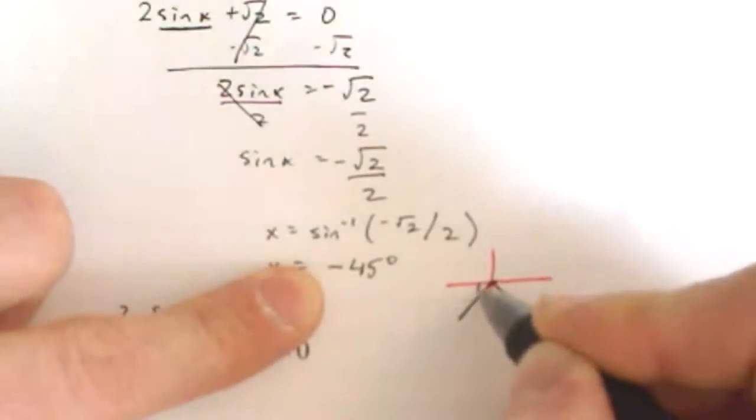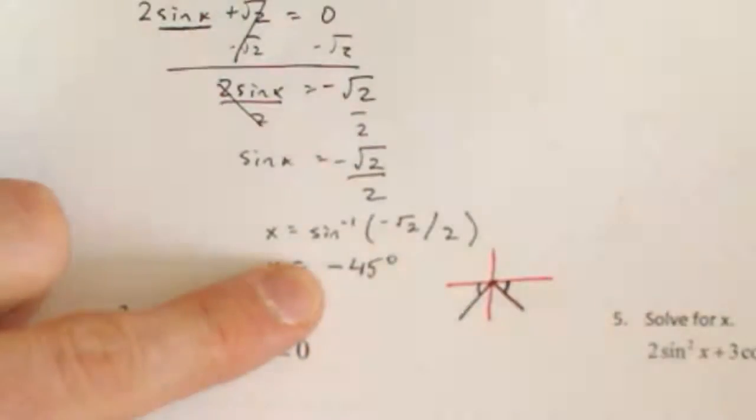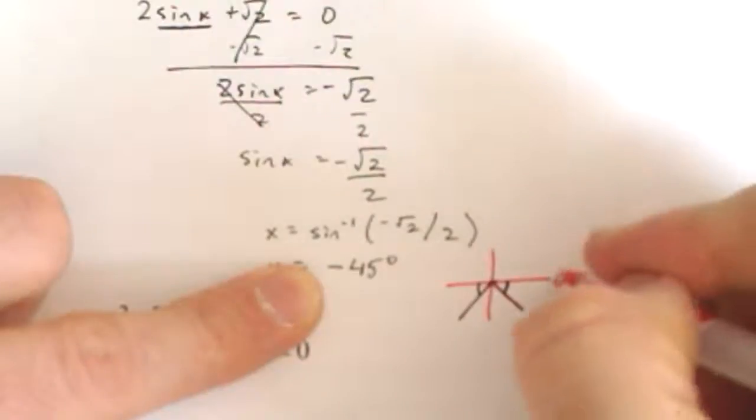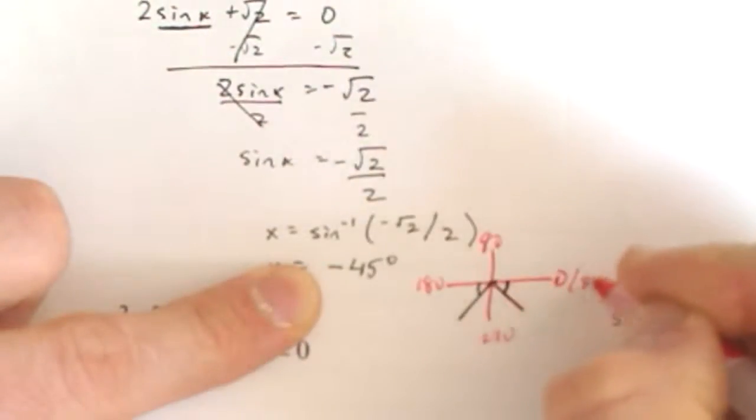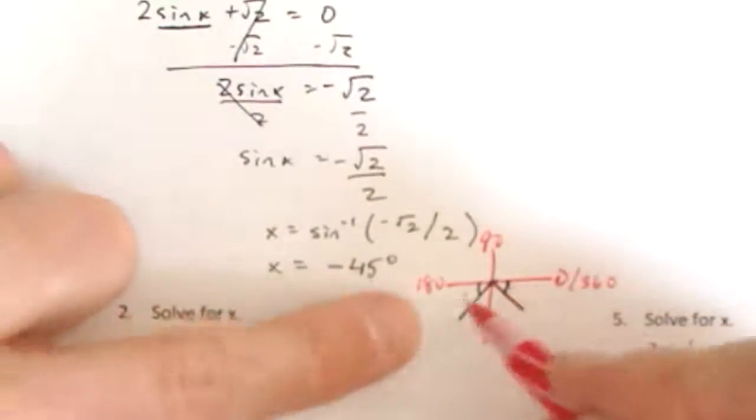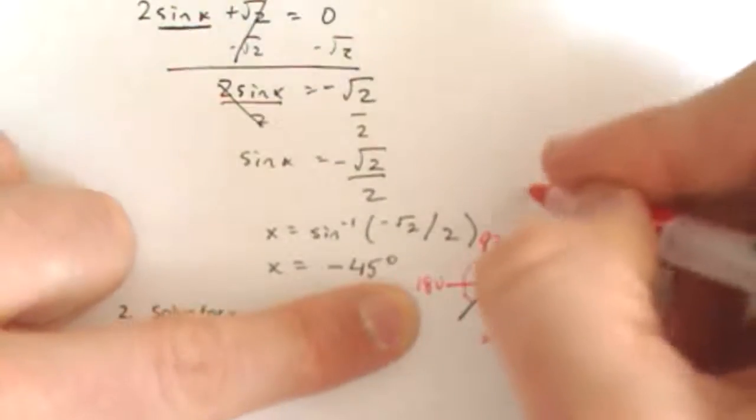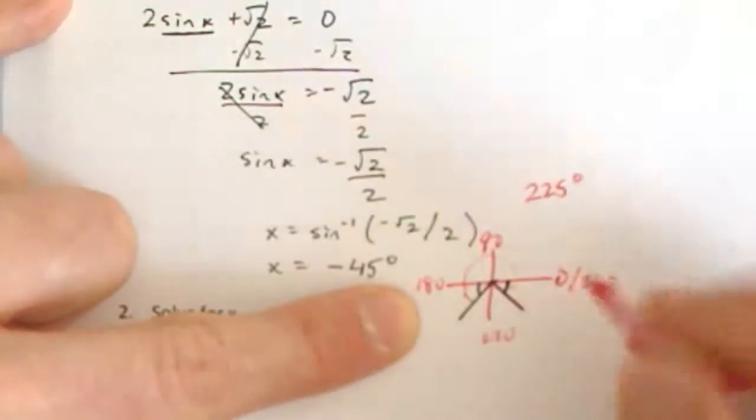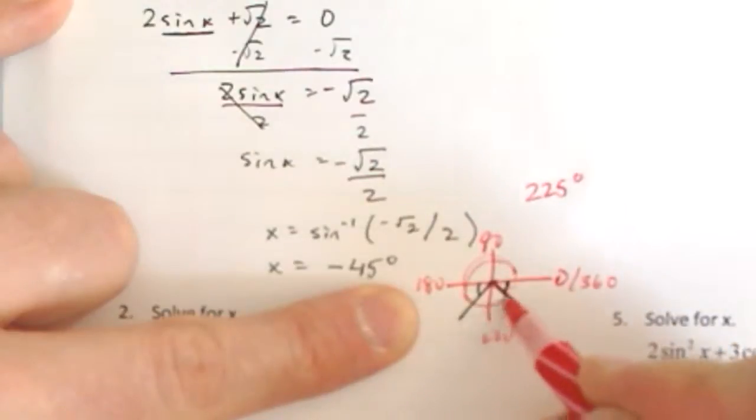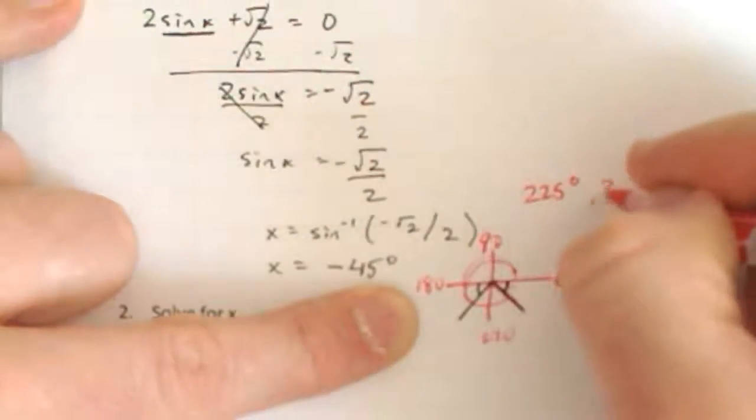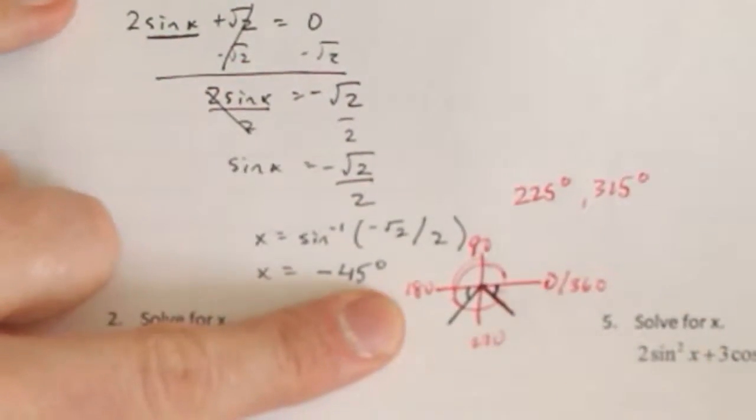So if I have a 45-degree reference angle here or a 45-degree reference angle here, using what we've known before, this is 0, 90, 180, 270, and then back to 360. These two angles would actually be 180 plus 45, which is 225 degrees. And then this angle in the fourth quadrant would be 270 plus 45, which is 315. So in degrees, that is what your two answers would be.